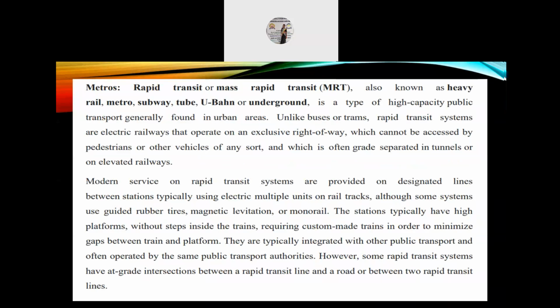Next, metros, that is rapid transit or mass rapid transit, in short MRT, is also known as heavy rail, metro, subway, tube, U-Bahn, or underground. It is a type of high-capacity public transport generally found in urban areas. Unlike buses or trams, rapid transit systems are electric railways that operate on an exclusive right-of-way which cannot be accessed by pedestrians or other vehicles of any sort, and which is often grade separated in tunnels or in elevated railways.